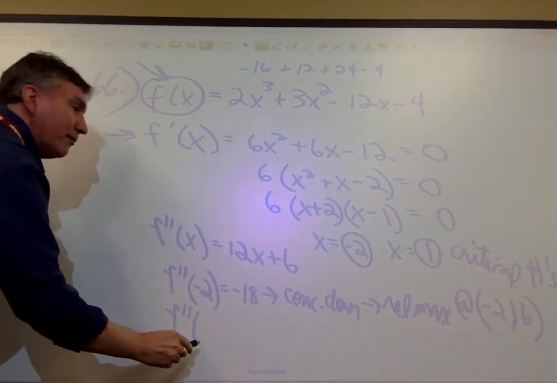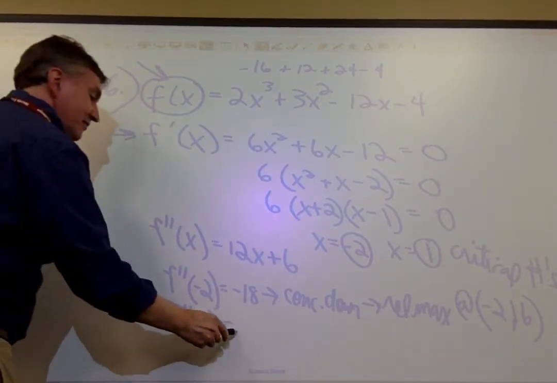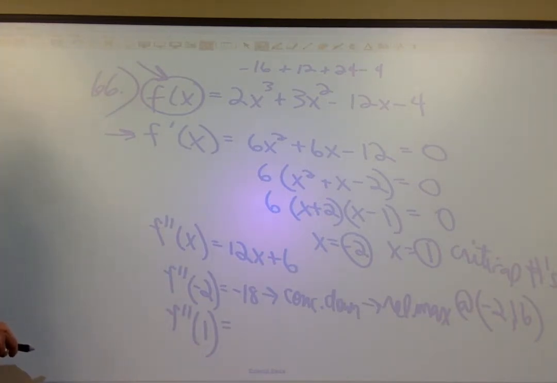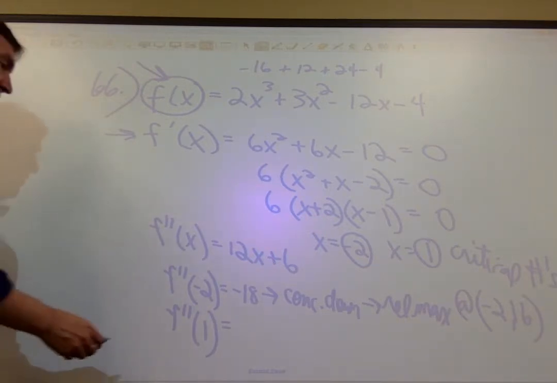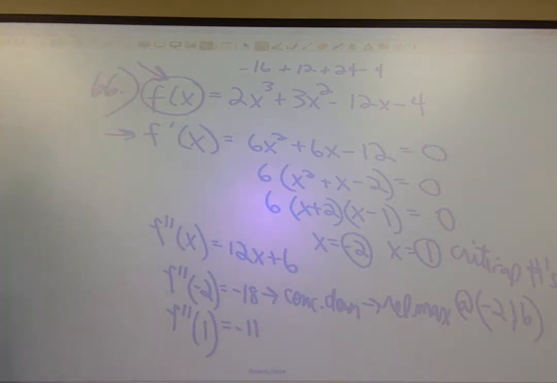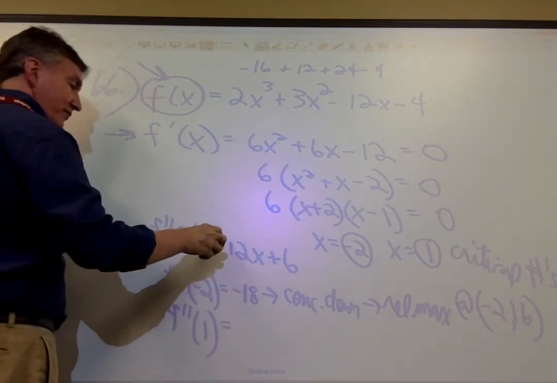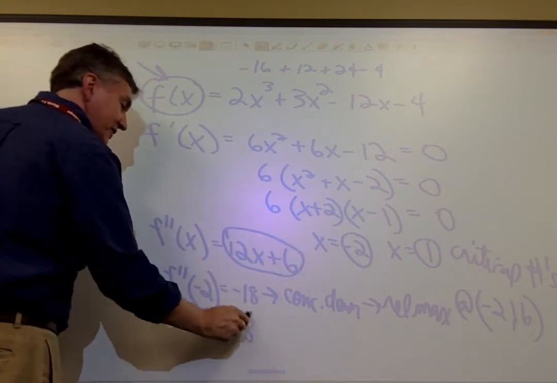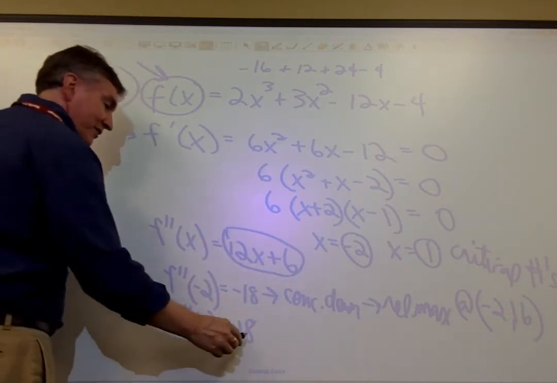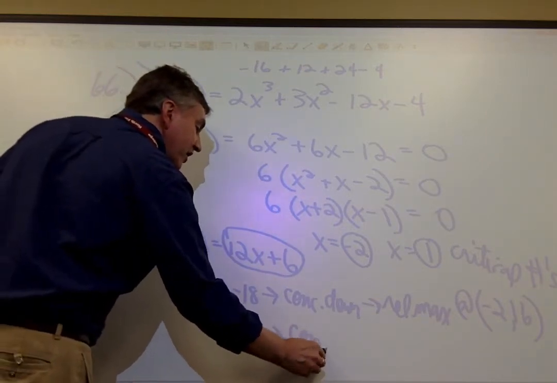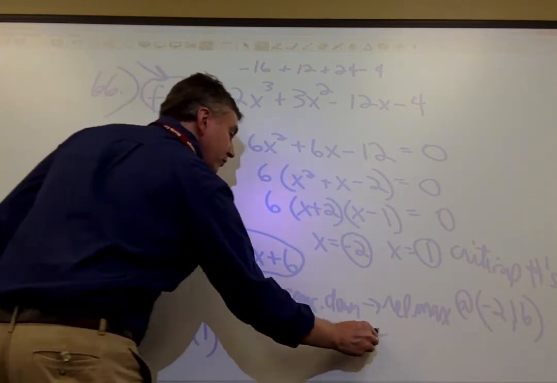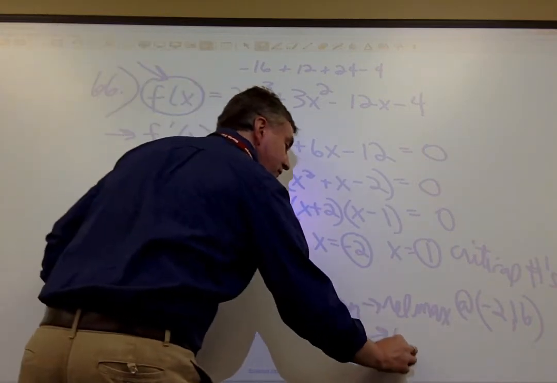Tell me f double prime of 1. I bet we can all do that. Oh, wait a minute. No, I'm plugging 1 into my second derivative. It's going to be positive 18. Positive 18, concave up. Concave up means relative min.